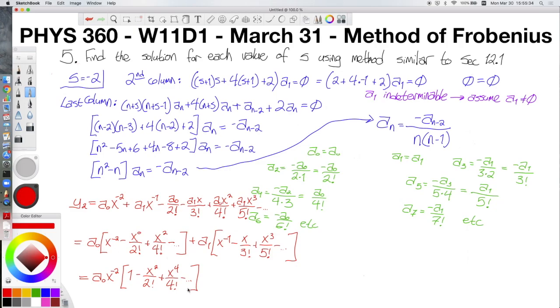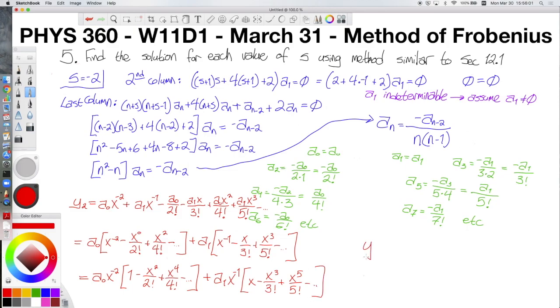And then for a1, this again looks an awful lot like a sine. And if we factor out an x to the negative 2 power, it will turn out that that's exactly what's left inside of this parentheses here. x minus x cubed over 3 factorial plus x to the 5th over 5 factorial, and so on.